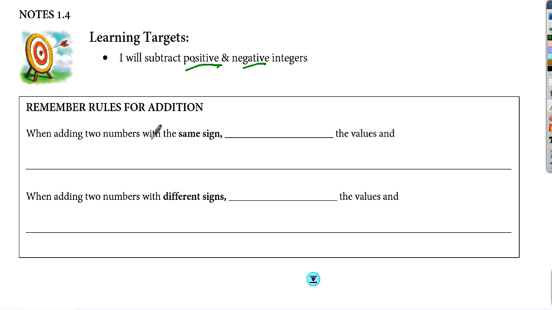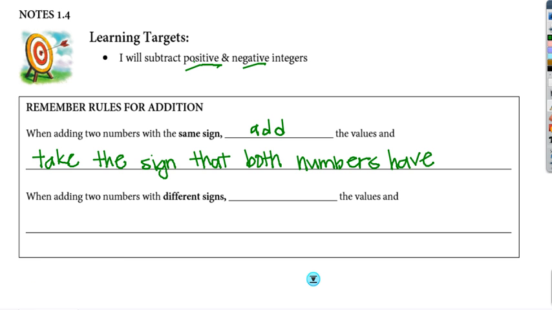When adding numbers with the same sign, like positive plus positive or negative plus negative, we're going to have to add the numbers, or add the values, and take the sign that both numbers have. And this is what we covered last time in 1.3. I am actually going to show you a faster way to remember this. Same signs, then you add the numbers. So what I call it is SS, same sign, and add. So SSA will be a faster way to remember this rule, okay?